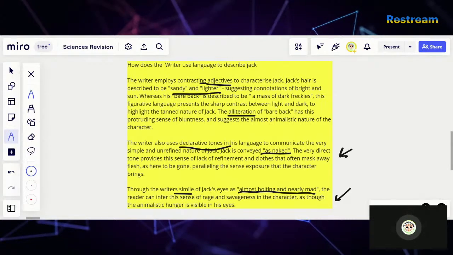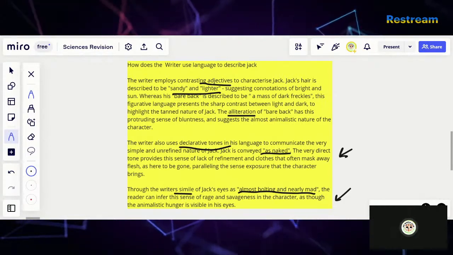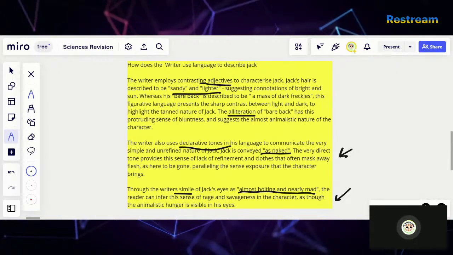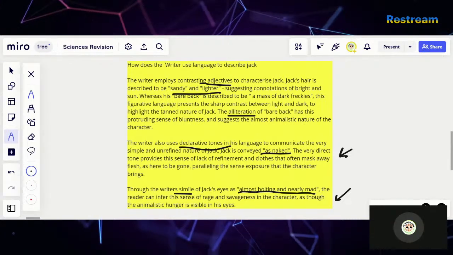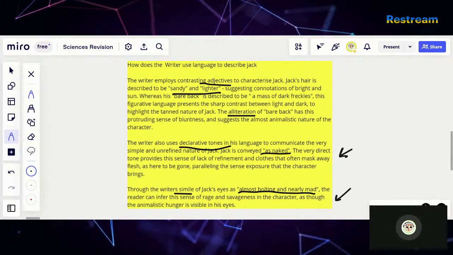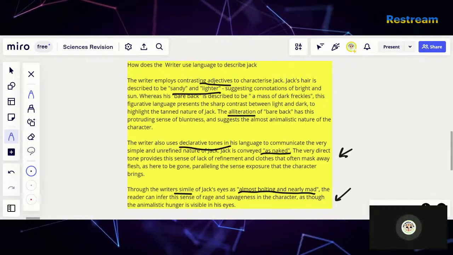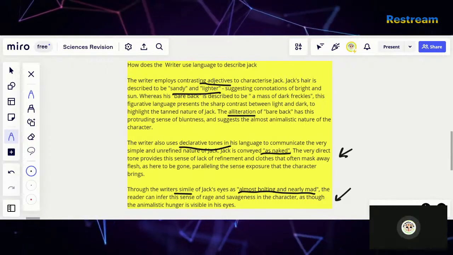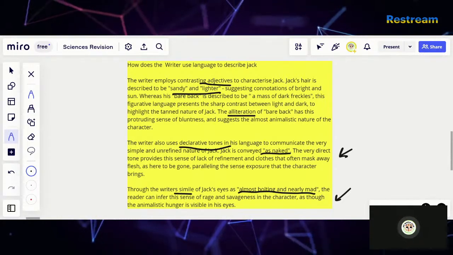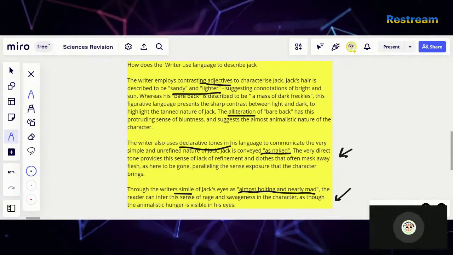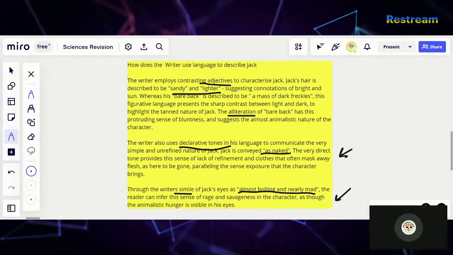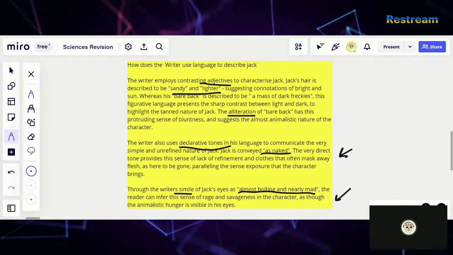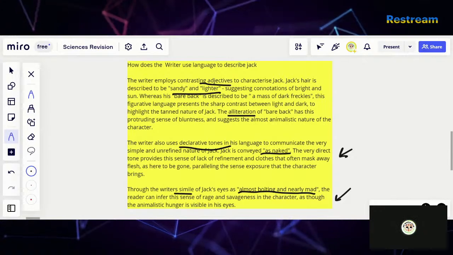The writer also uses declarative tone in his language to communicate the very simple and unrefined nature of Jack. It's conveyed as naked. Lack of refinement and often mask away flesh is gone here, paralleling the sense of exposure that the character brings. Through the writer's simile of Jack's eyes as almost bolting and nearly mad, the reader can infer this sense of rage and savageness in his character, as though the animalistic hunger is visible in his very eyes.